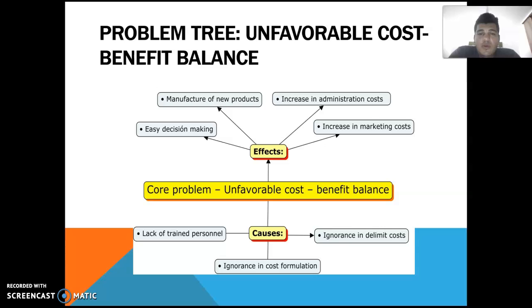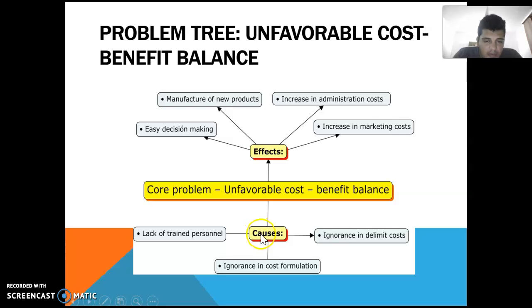Problem 3. One problem: cost-benefit balance. Effect: AIC decision-making. Manufacture of new products. Increase in administration costs. Increase in marketing costs. Correct problem of favorable cost-benefit balance. Causes.